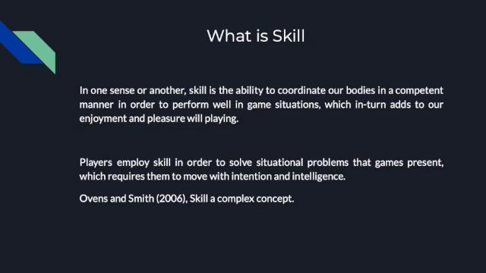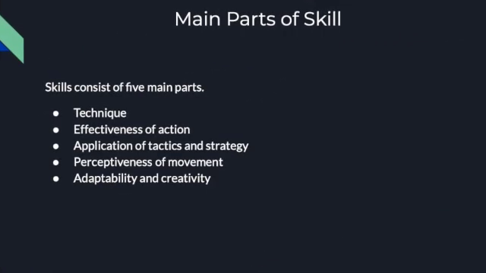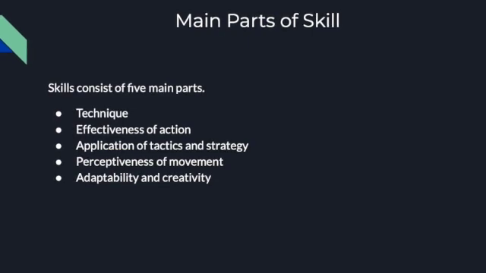According to Ovens and Smith's 2006 journal, skill is in one sense or another the ability to coordinate our body in a competent manner in order to perform in game situations. We employ skill in order to solve situational problems that games present, thus requiring us to move with intention and intelligence. Now we have the definition of skill, we are able to look at its main components.